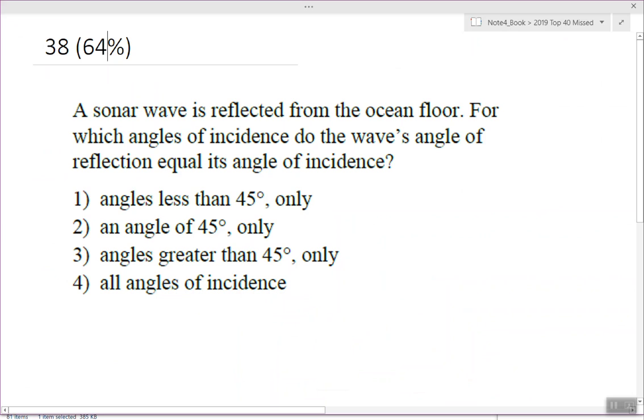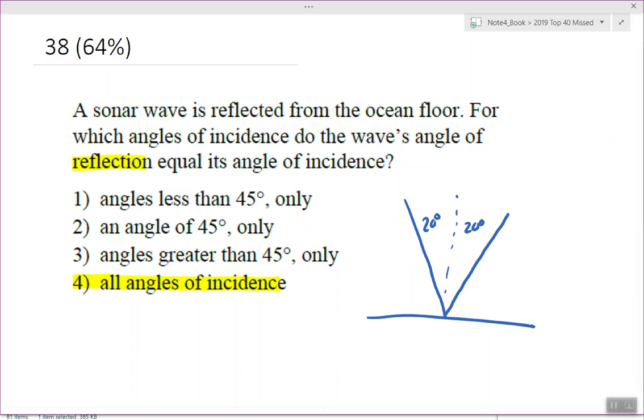38. The answer is 4. All angles of incidence. Because this is reflection. They're not asking about refraction. This isn't total internal reflection. This is, if you have a light ray come in, it's going to leave at the same angle. So if this is 20 degrees, this is going to be 20 degrees, always. And it doesn't matter what the incoming angle is, the outgoing angle will be the same, at least for a plane mirror. Or in this case, sound waves instead of light rays. So these are sound waves bouncing off of the ocean floor, but it works the same way. And I think it's pretty cool.